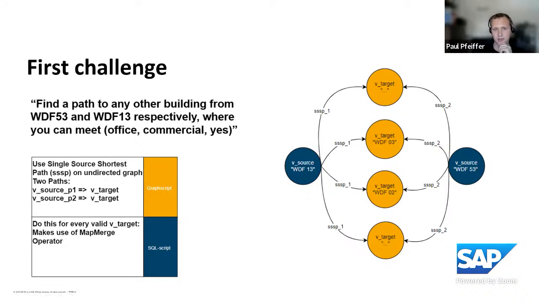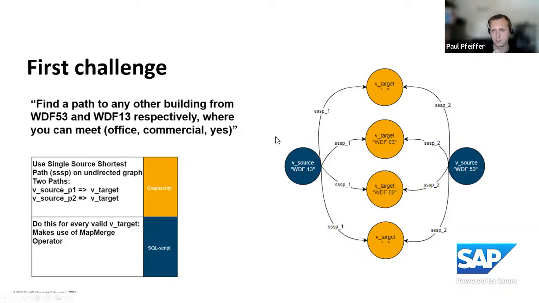There are three graph languages which are provided or supported by HANA. One would be Cypher, the other one GraphScript, and then there would be calculation scenarios. I decided to use GraphScript because it's really well integrated into the HANA procedure, I think. So with GraphScript, there's a built-in algorithm which is called single source shortest path. And this takes the source vertex and calculates the shortest path to a given target vertex.